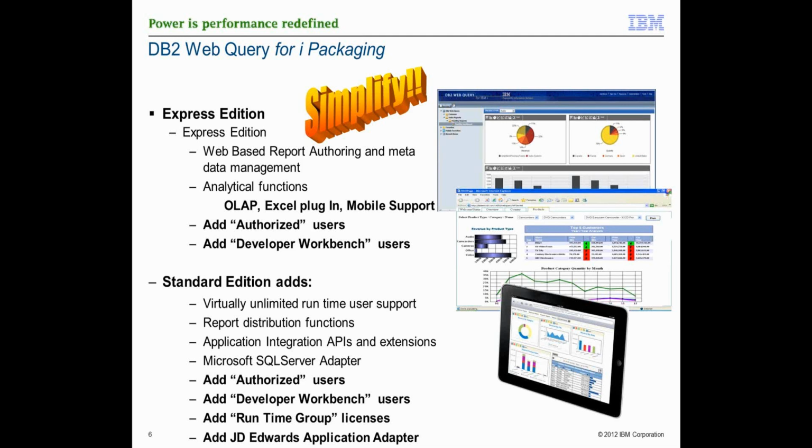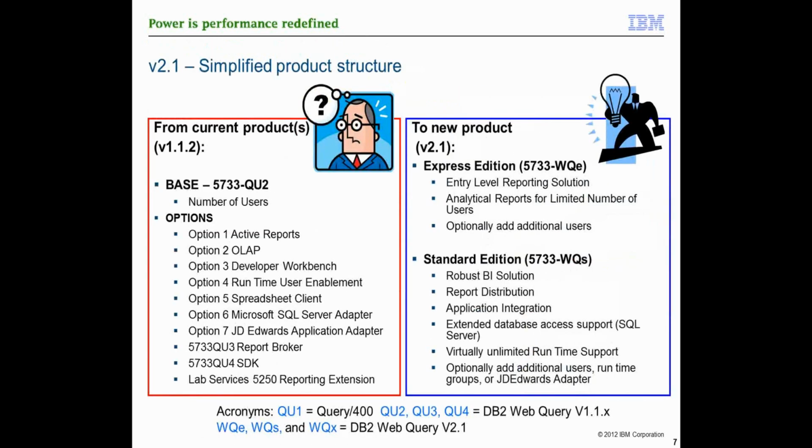So here's a side-by-side comparison of where we came from in version 1.1x to the new version 2.1. So you can see it laid out there. We've got the base version 1.1.2 and these additional options. And now we've just got the two editions with Express and Standard.